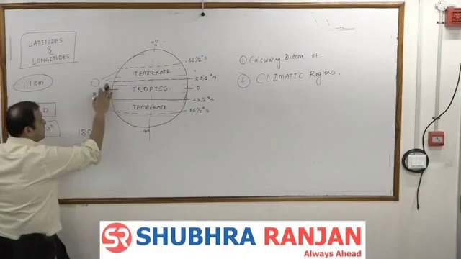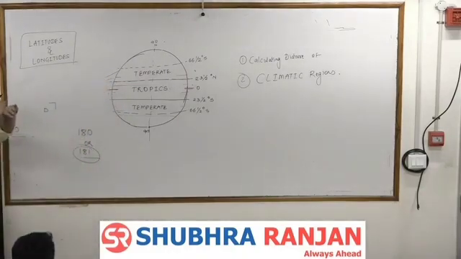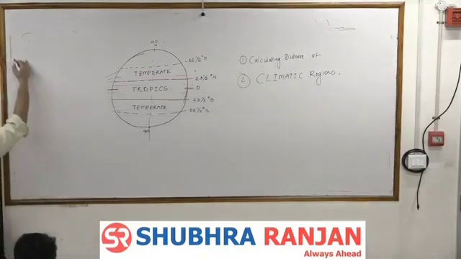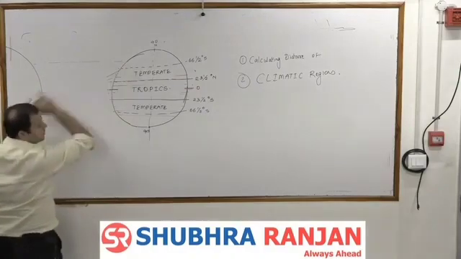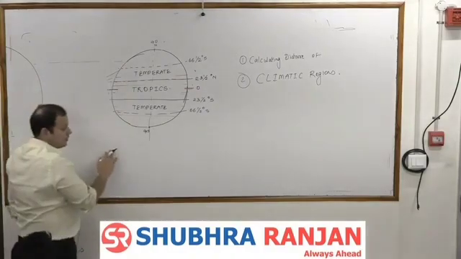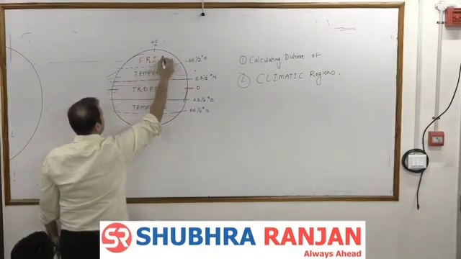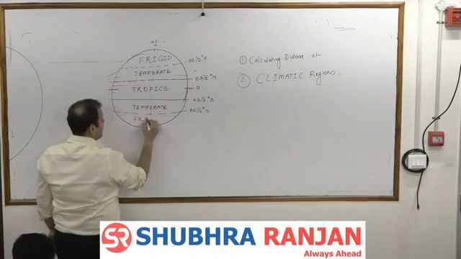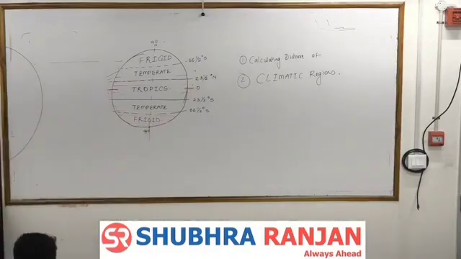But after 66.5 degree, you can see the earth is becoming too much rounded. So the sun rays are never vertical after 66.5 degree. As a result, this region is extremely cold, and we will call this the frigid zone of the world. So then what is subtropical?